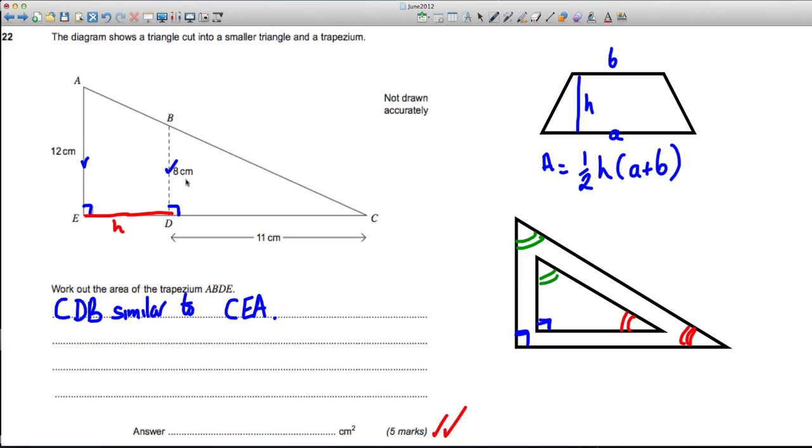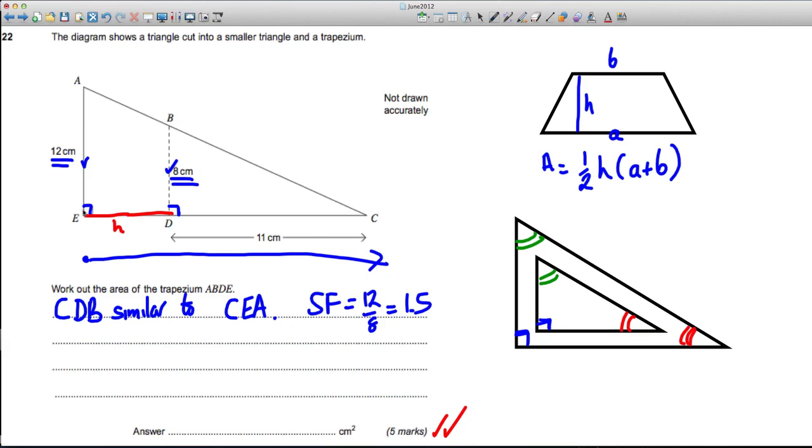So let's work out the scale factor. If we've got that length there, that must match to that length. So the scale factor must be 12 divided by 8, which is 1.5, right? So if we wanted to work out the length between here and here of the larger triangle, we could do 11 multiplied by 1.5. And that would give us the total length. So 11 multiplied by 1.5 is 16.5. Therefore, the distance ED must be 16.5 take away 11, which is equal to 5.5.